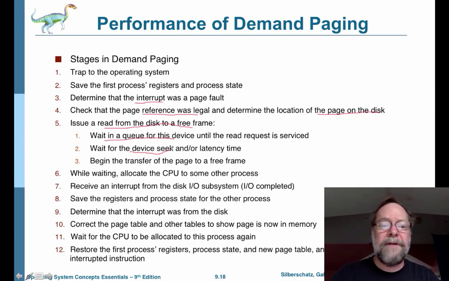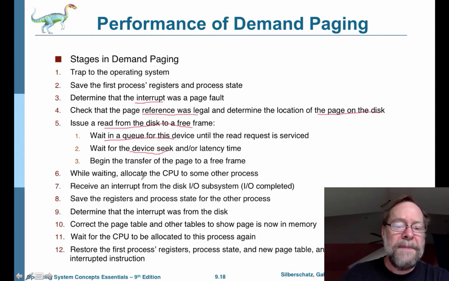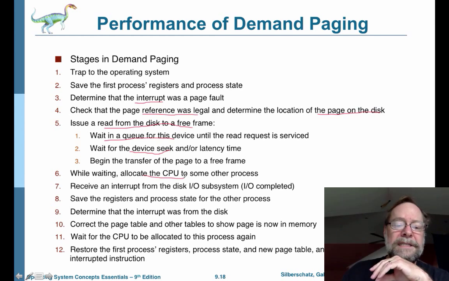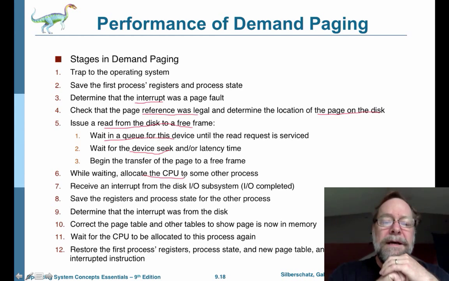Then, once we are at the head of the queue for the hard drive, we have to wait the normal overhead for accessing the hard drive. We have to wait for the seek time, we have to wait for the latency time, and we have to wait for the transfer of the page across the bus from the hard drive. All that can take a fair amount of time. While that I/O operation is going on, the CPU might as well allocate some cycles to a different process.